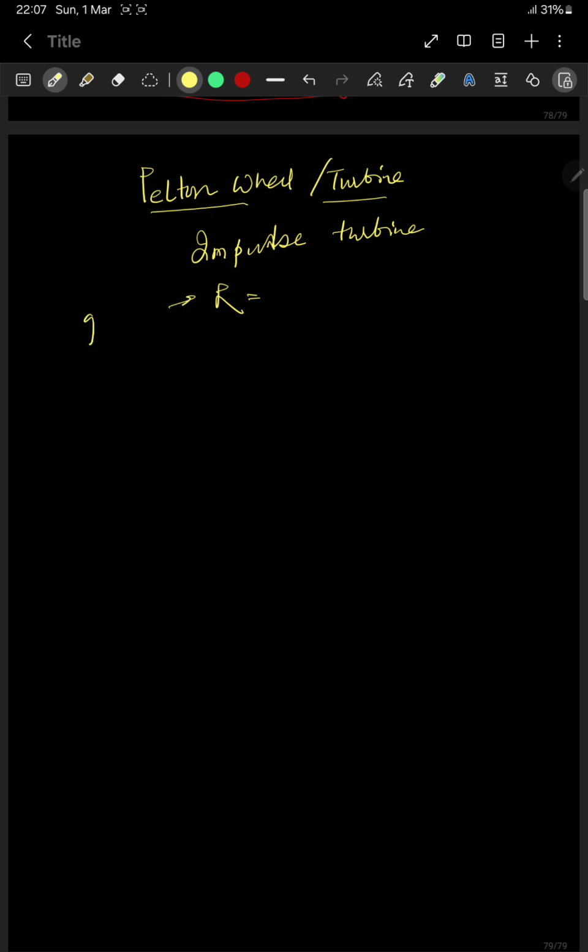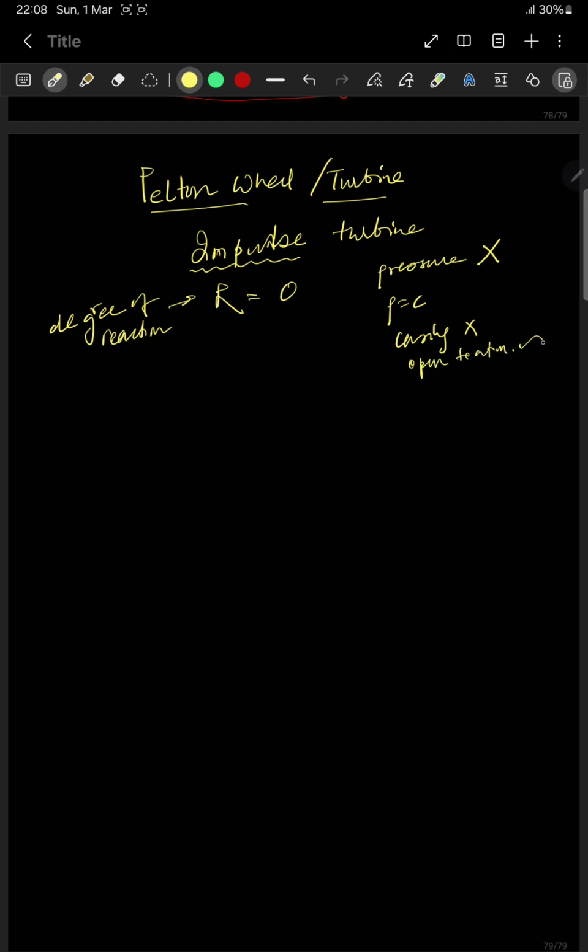R is generally the degree of reaction. This is 0 for a reaction turbine. Sorry, for an impulse turbine. The energy transfer is not because of change in pressure. So pressure is constant everywhere, which means these turbines can be without casing, open to atmosphere. The entire energy transfer is because of impulse.